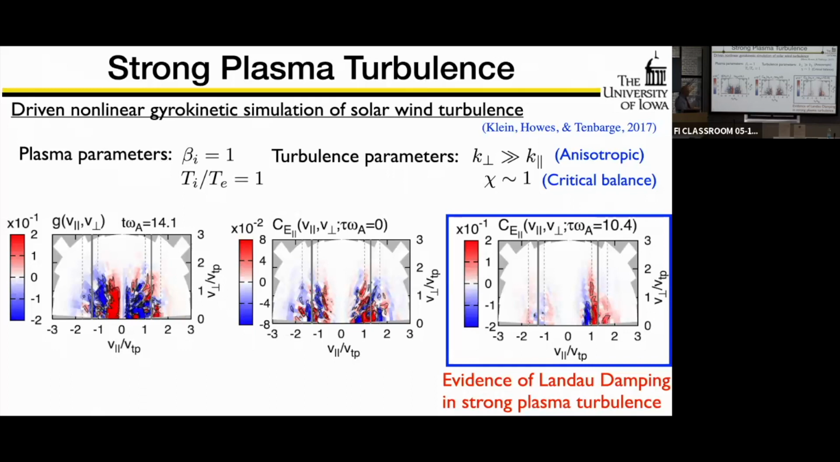It had been conjectured that in turbulence, Landau damping wouldn't work because all the turbulent fluctuations would interrupt the fact that the particles have to stay in phase with the wave for a while. But in fact, that doesn't hold. It really does happen even in a turbulent plasma.